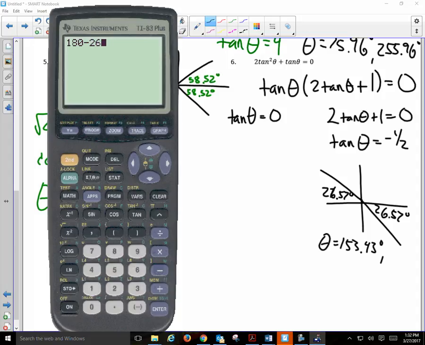180 minus 26.57. The 150. Whoa, sorry. Gotta do 360. So if I just add 180, it'll actually work out here. 333.43 degrees.